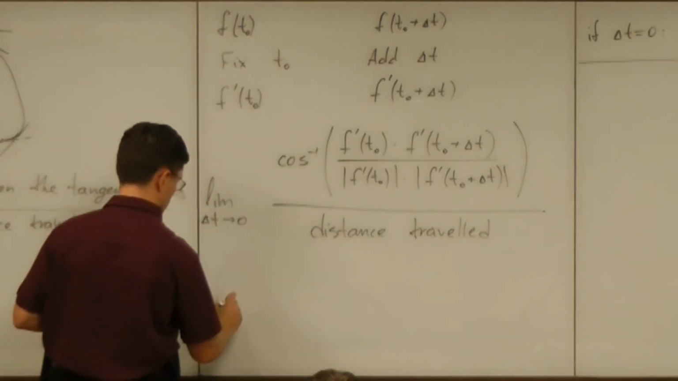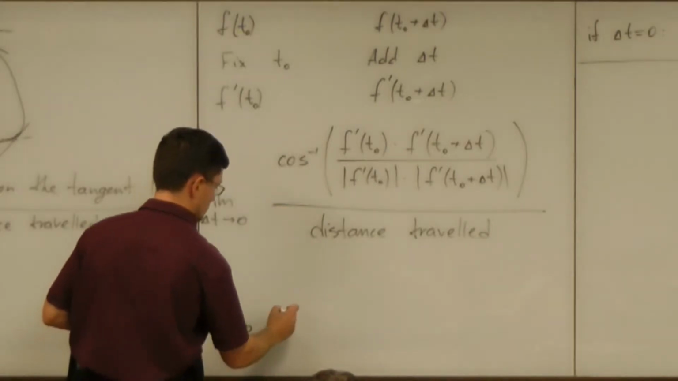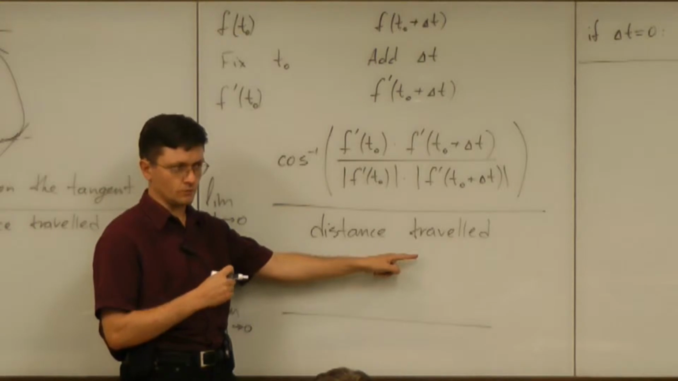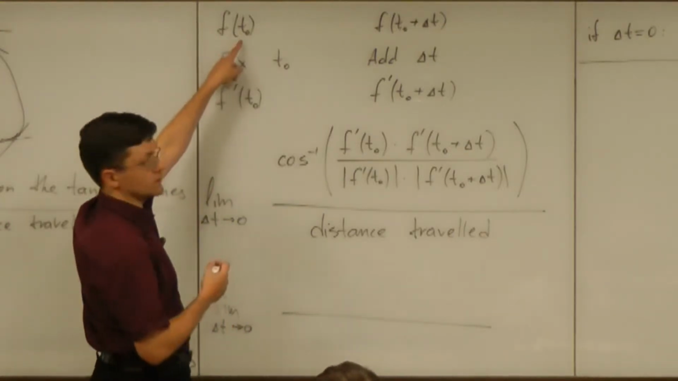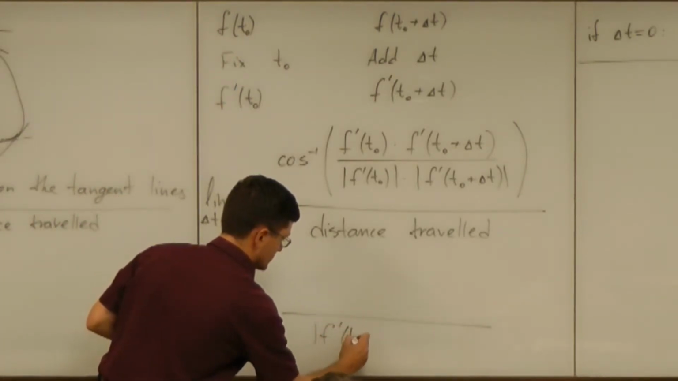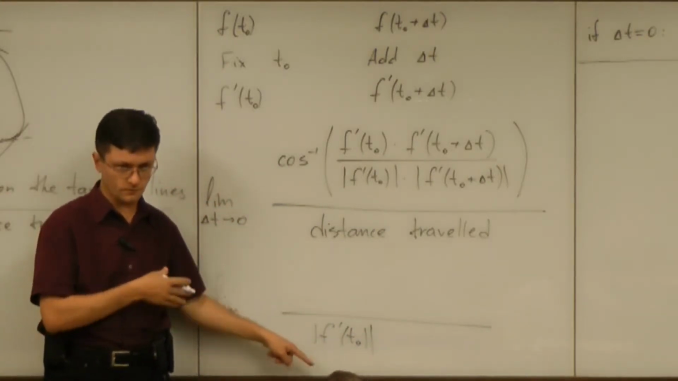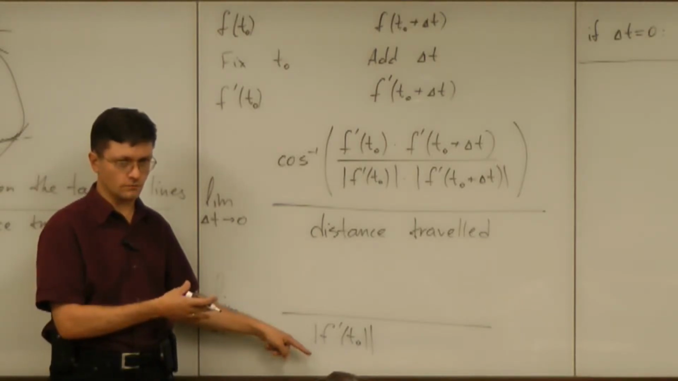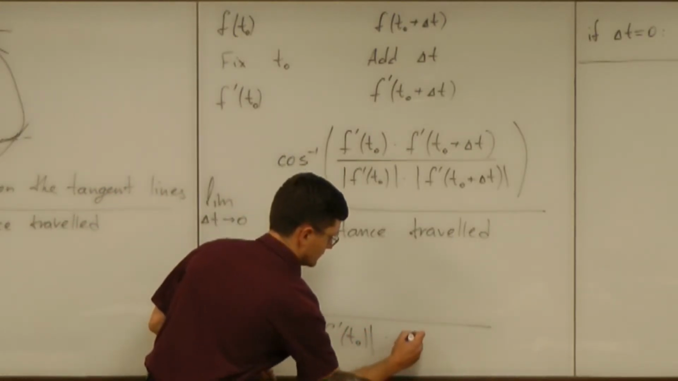So to linearize, I think of the limit as delta t goes to 0. And now the distance traveled under the constant speed motion. What's the speed, by the way? It's the speed at that point t0, right? So the speed is the magnitude of f prime of t0. f prime of t0 is the velocity, its magnitude is the speed. A constant speed motion produces the distance traveled being the speed times delta t.